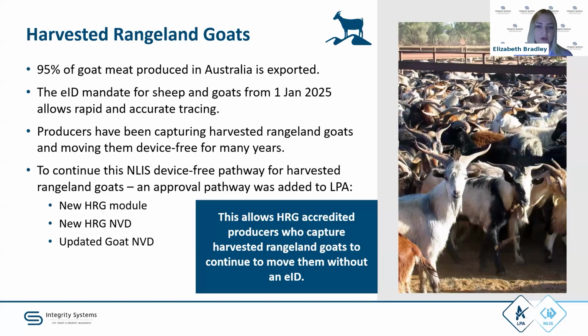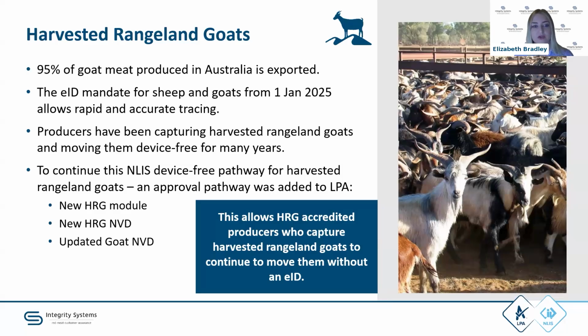So this is an approval pathway that's got lots of audits and approval processes around it to make sure we know where these goats are coming from and have a really strong control over them. 95% of the goat meat we produce in Australia is exported, so a vast majority of these goats are going overseas, and making sure we can understand where they're coming from and control that movement pathway is really important. It is necessary to become HRG accredited or add this onto an LPA accreditation to access this pathway.